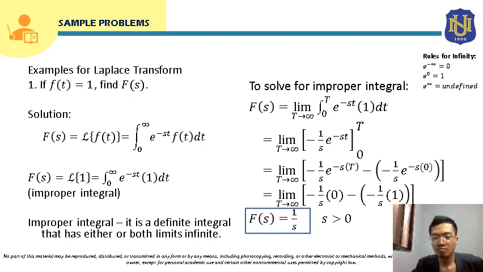This is the proper way of solving for an improper integral. But in our succeeding solutions, we will directly use infinity, so instead of solving first for the limit of this integral, we will directly use e raised to negative s times infinity in our calculation. But then, this is the proper way of solving for an improper integral.